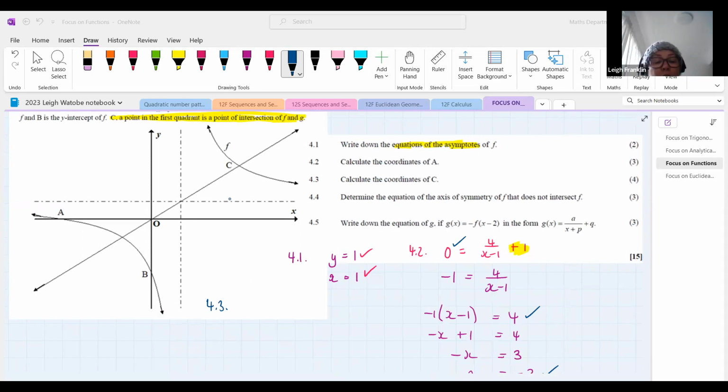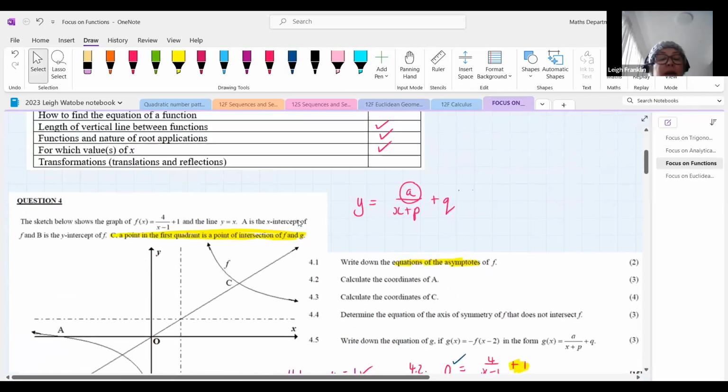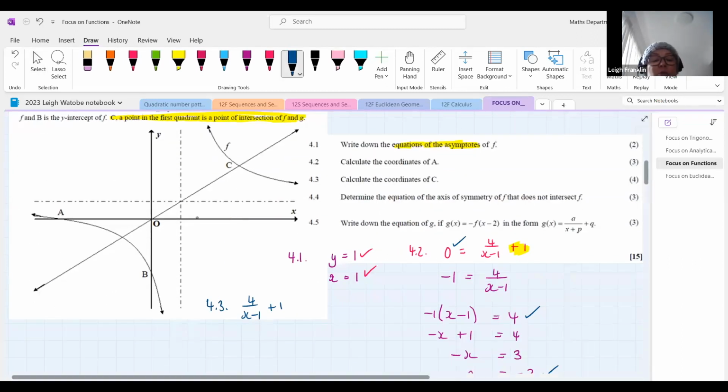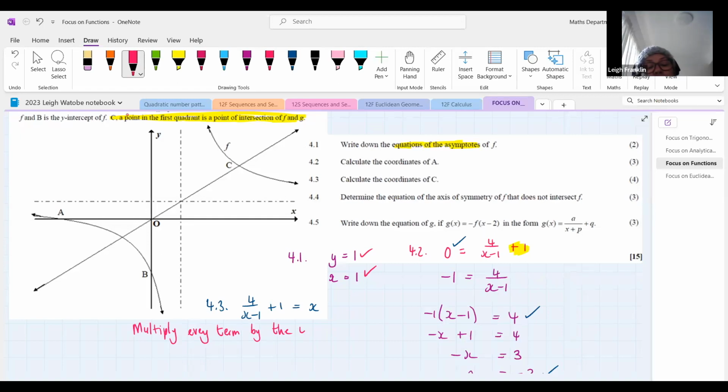So we're going to take 4 over x minus 1 plus 1. Let's just make sure I've written that down correctly. Yes, I have, and it's equal to the line y equals x, so it's going to be equal to x. Now, in my opinion, the easiest way for you to solve an equation like this is to multiply every term by the LCD. I'm going to write that here for you. Multiply every term by the LCD, and that gets rid of the denominator.